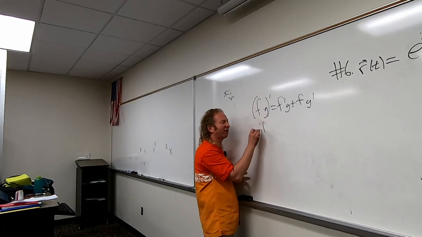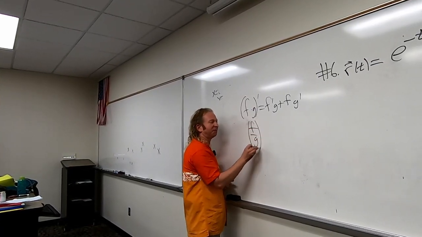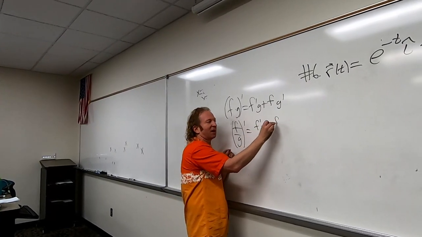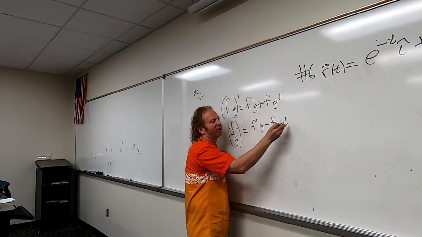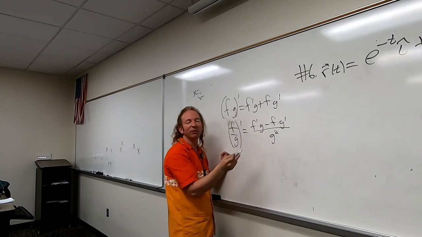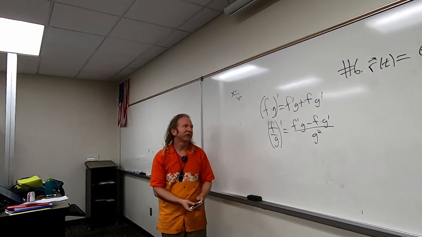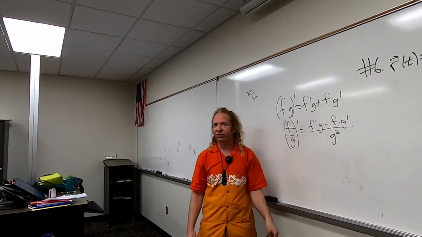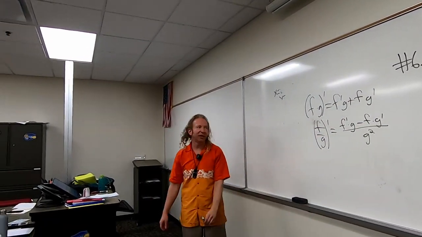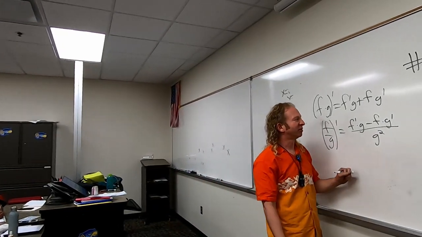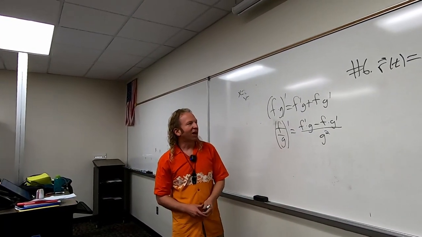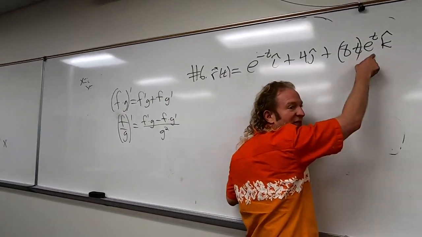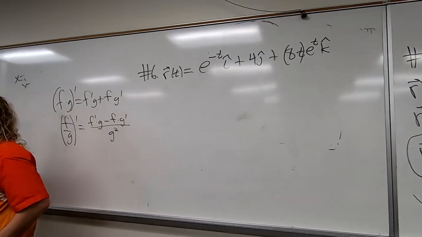And the quotient rule, just since we're here: derivative of the top times the bottom minus the top times the derivative of the bottom, over the bottom squared. Some people do it differently. I do it this way because it matches: f prime g, f g prime. This is how I learned it when I took calculus. So we'll have to use that on this piece here, with this as our f and this as our g.